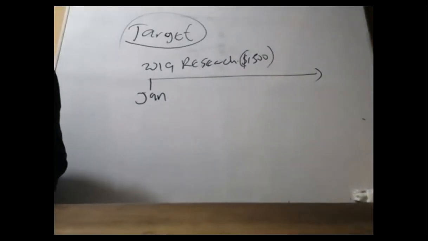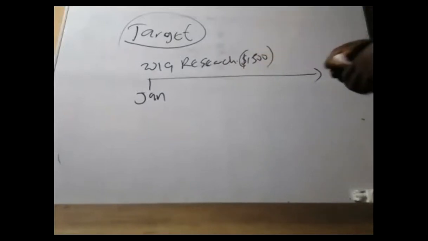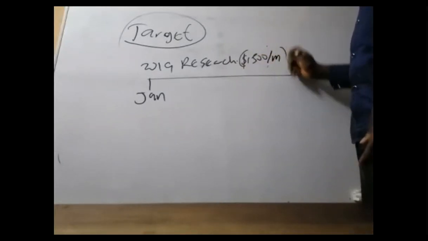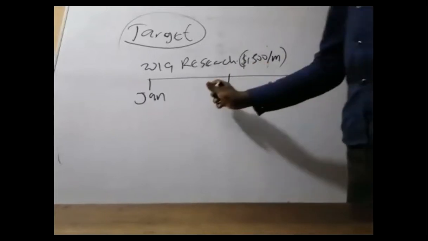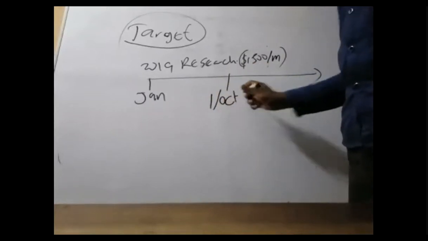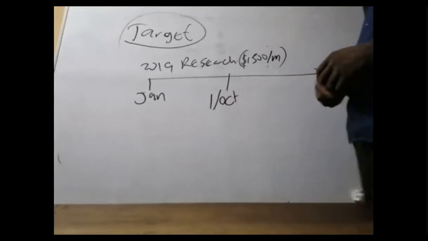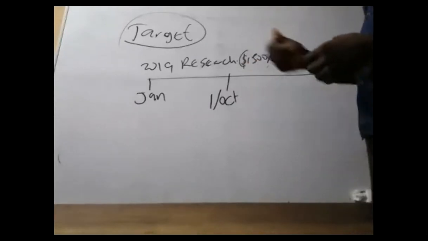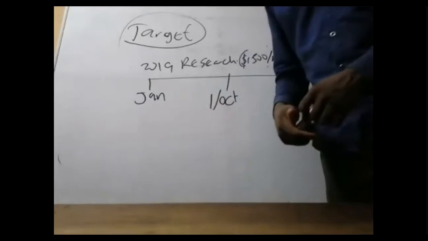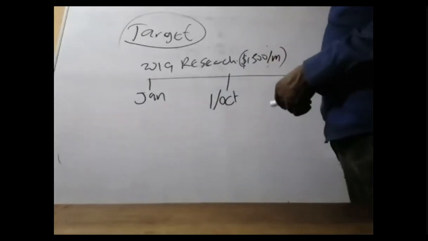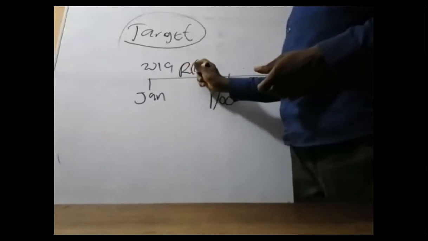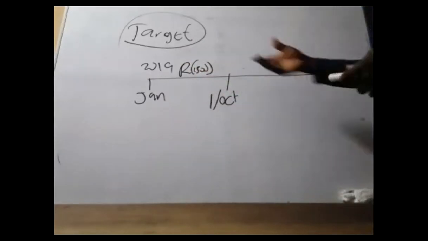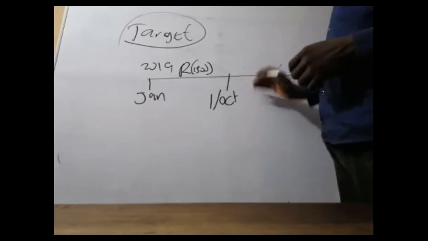So we spent $1,500 on research every month, per month. Then on 1st of October, we successfully finished the research and jumped into the development stage. Let me write research here in brackets, $1,500 per month. And the development cost started from here.